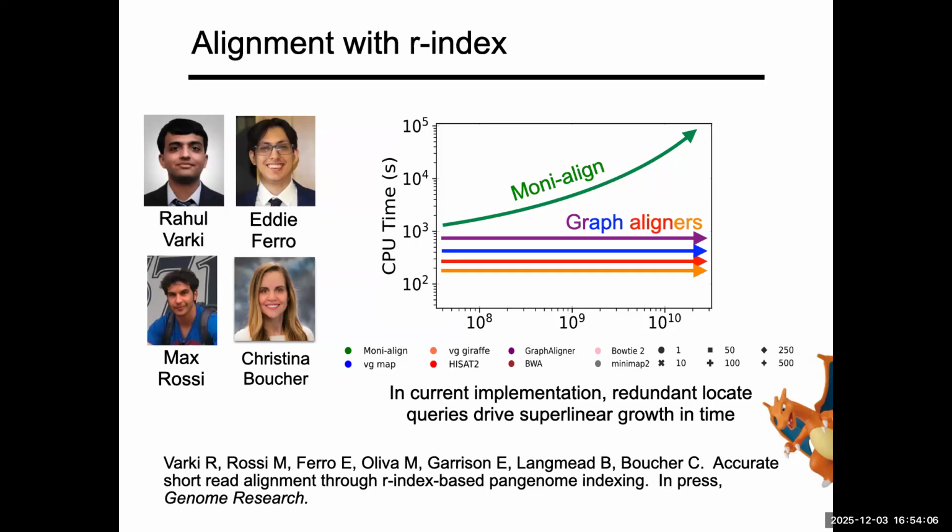But it has a slight problem, right? Which is that it doesn't actually scale with size of the pangenome very well. And you can see this most apparently if you compare it to graph aligners. So graph aligners, which also use a pangenome index, are not scaling like this. They're scaling more steadily, right? You can grow the size of the pangenome and it doesn't make the tool much slower. But for Moni-Align, it does.